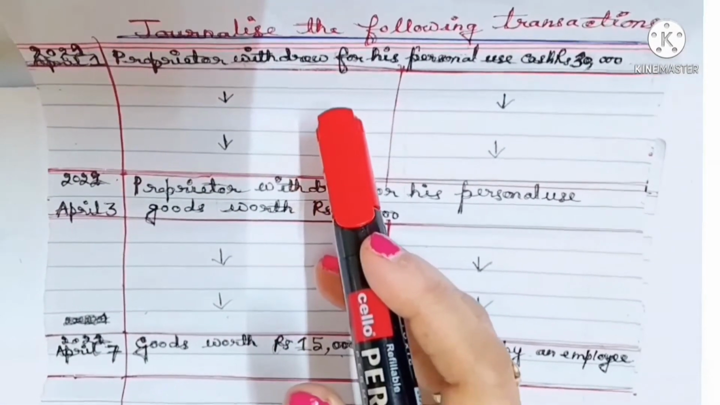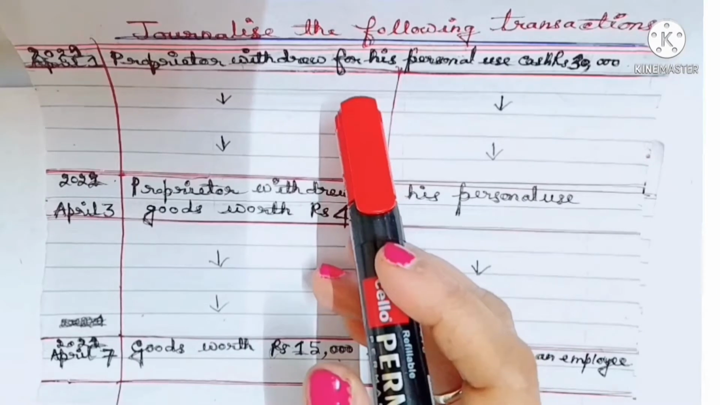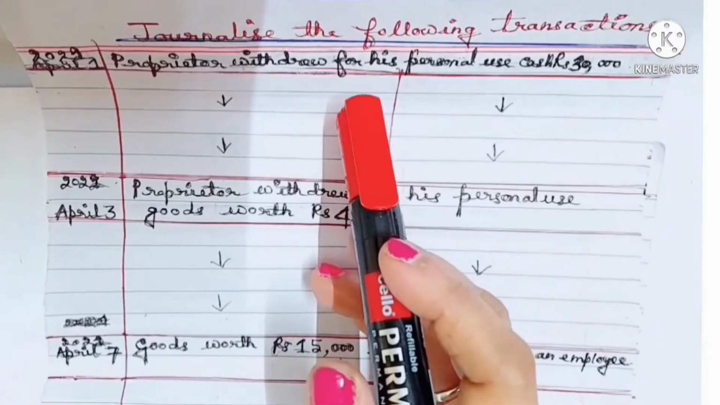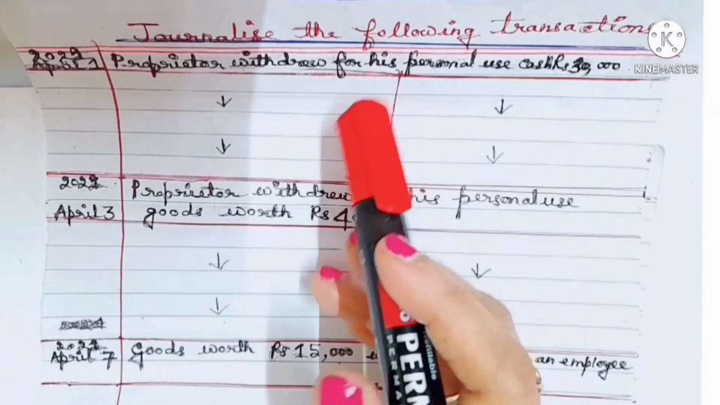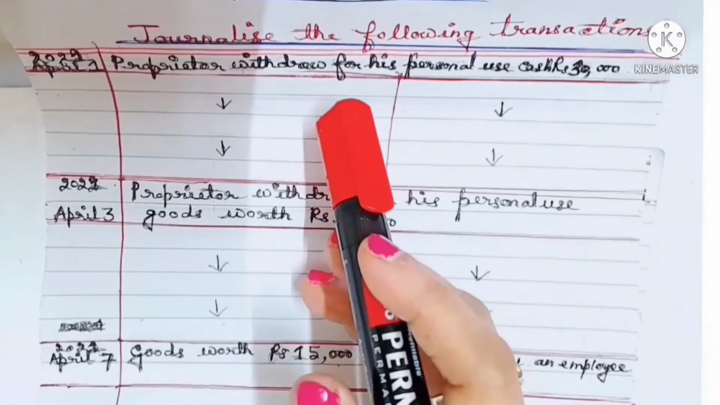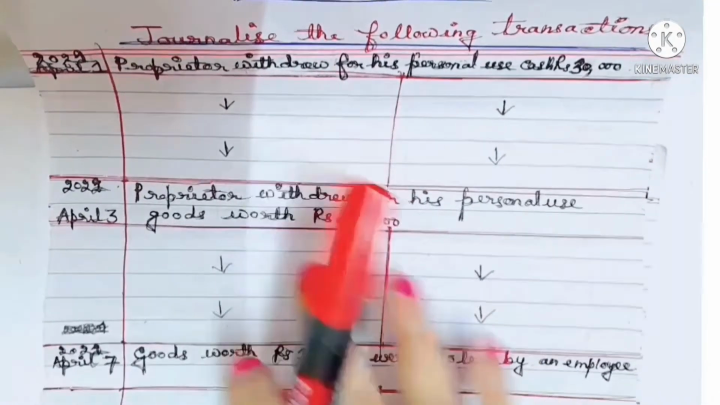Let's journalize the following transactions. First in rough work, then we'll do it in fair. So let's get started.